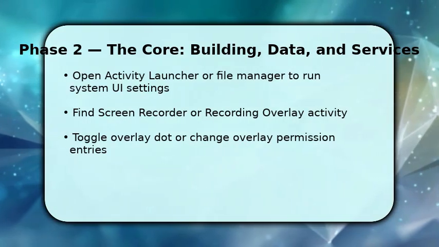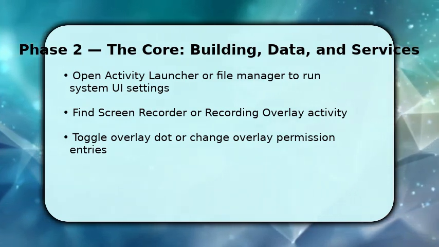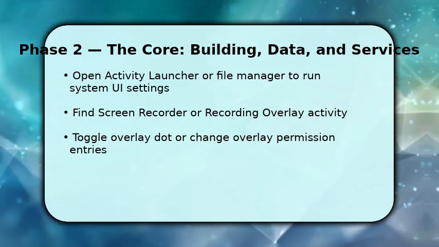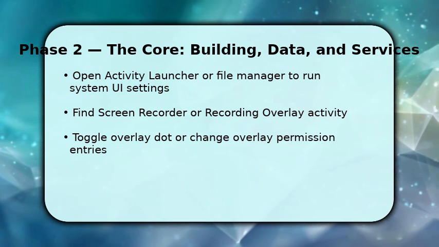Using the activity launcher, search for entries labeled Screen Recorder, Recording Overlay, or System UI. Tap the activity to open the internal settings screen. This exposes the toggle that controls the red dot overlay.